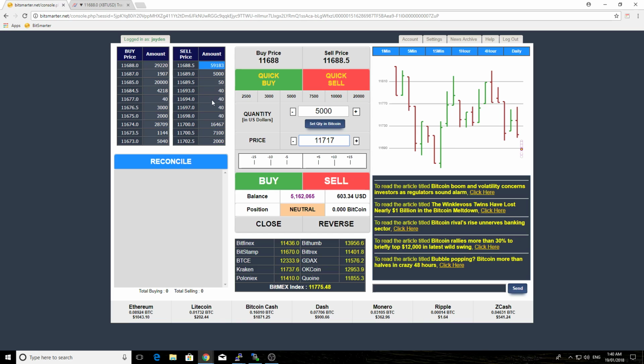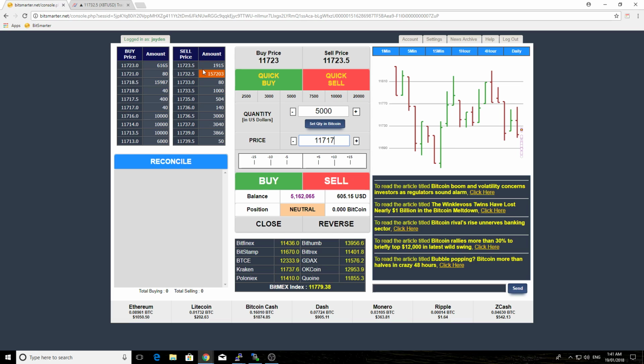Blue is more than 50,000 US dollars. Orange is more than 100,000, red is more than $250,000, and purple is more than $1 million. So without actually reading every digit of every number, because they're flashing around and moving pretty quick, you can get an idea by the colors of where big orders are for buyers or sellers.